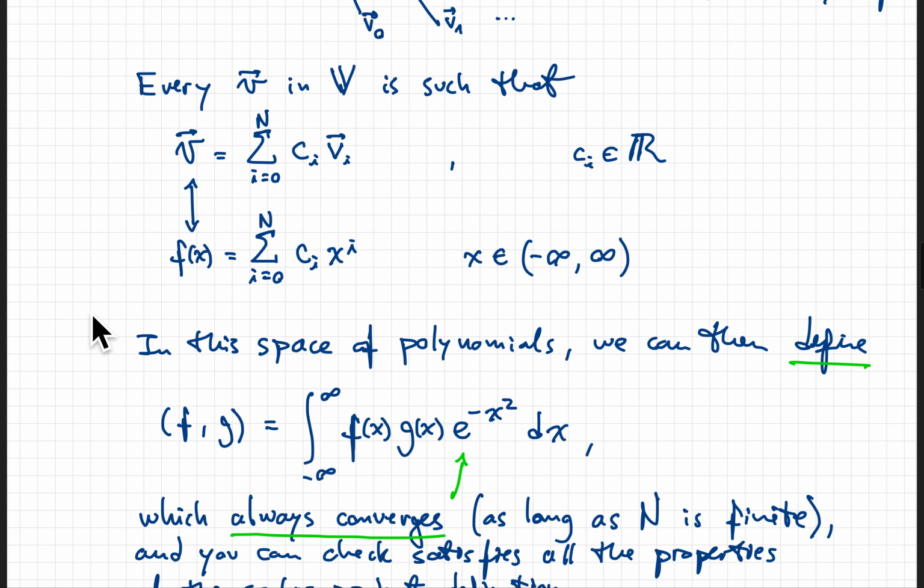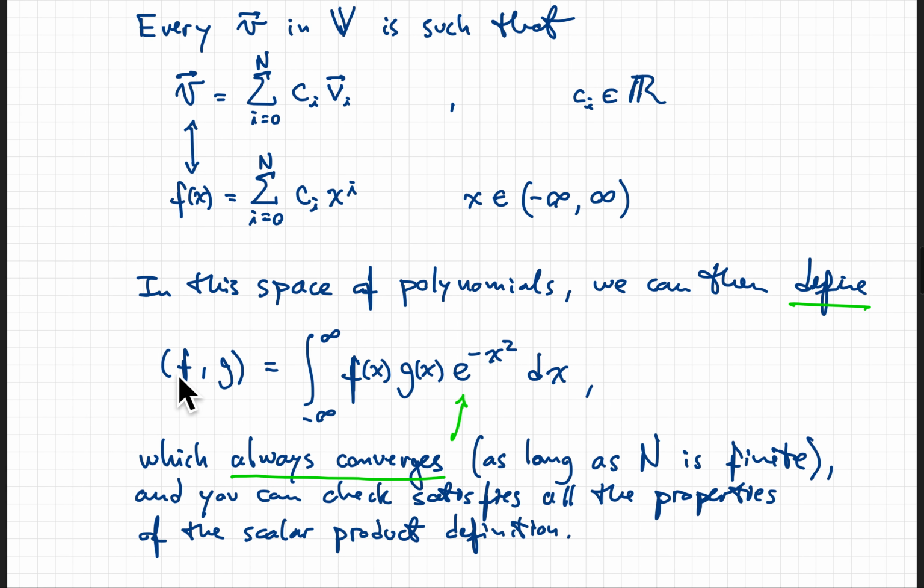And in this space of polynomials, we can define our inner product to be the integral from minus infinity to infinity of f of x times g of x. So this is a product of 2 polynomials, and another factor, e to the minus x squared. And this factor is very important because a product of 2 polynomials will diverge to plus or minus infinity when you go to x large enough.